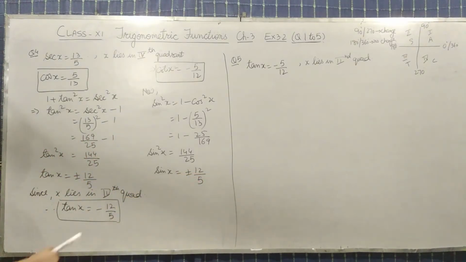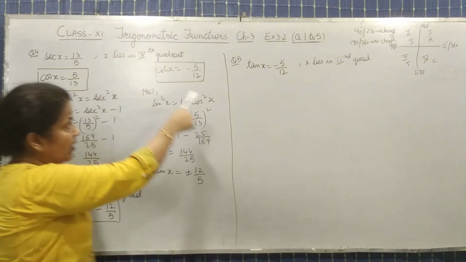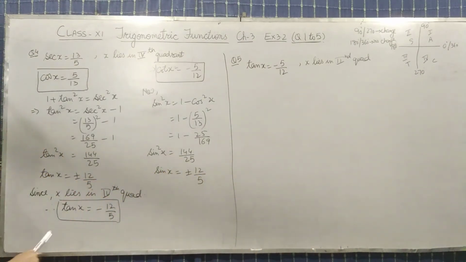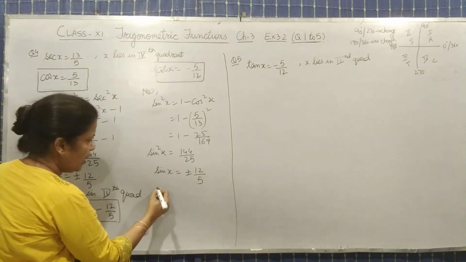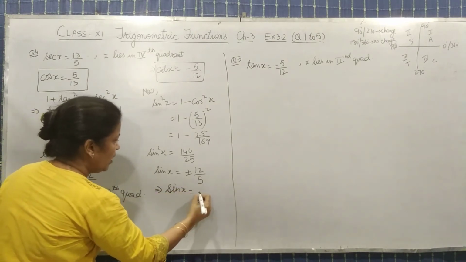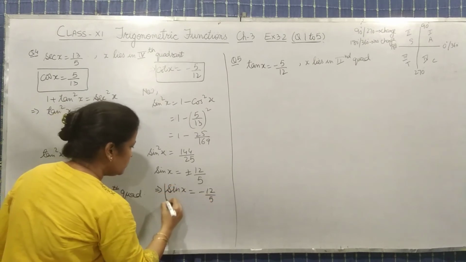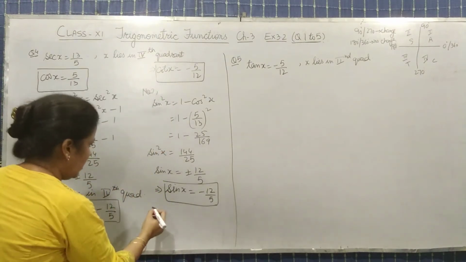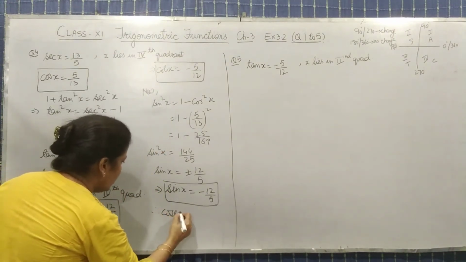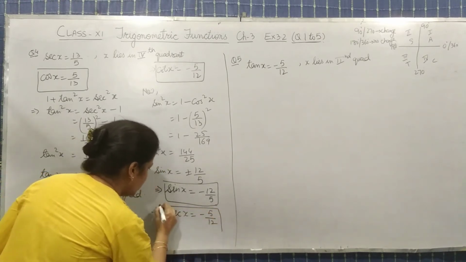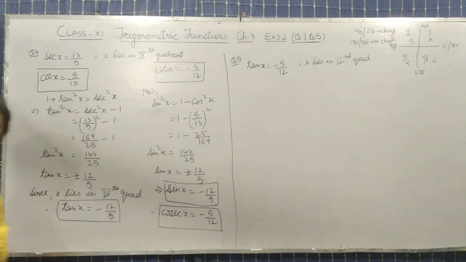So again, since x lies in fourth quadrant, cos and sec are positive and the remaining terms will be negative. Same reason, this implies sin x will be negative. Now we have got sin x. Therefore cosec x will be the converse of this, -13/12. Clear?